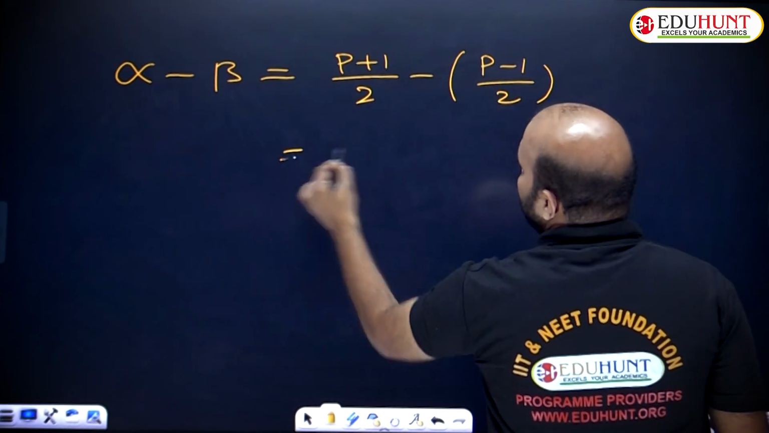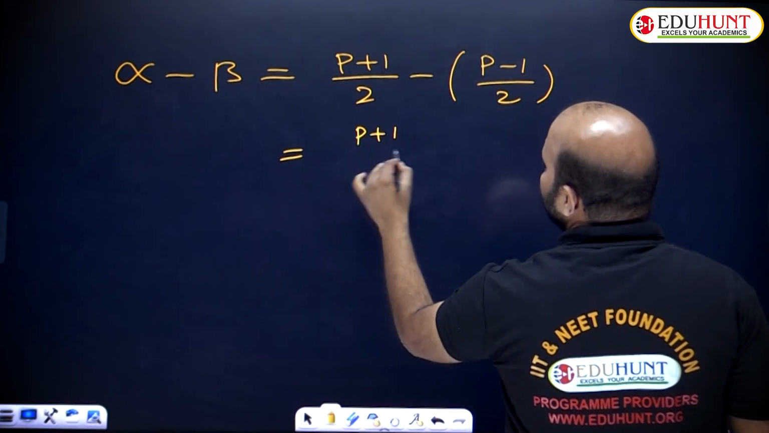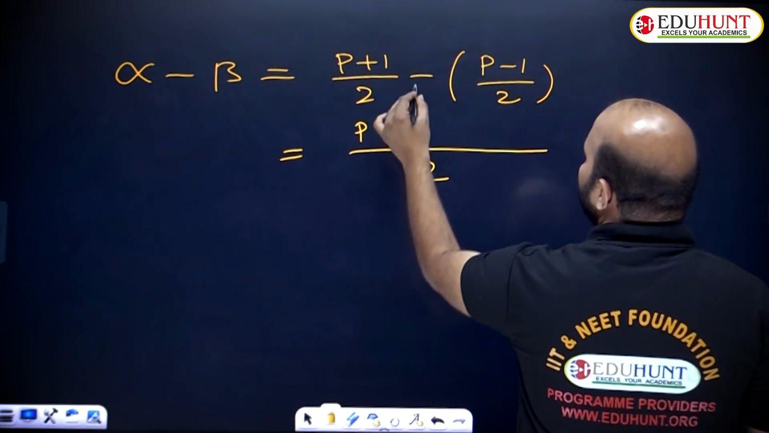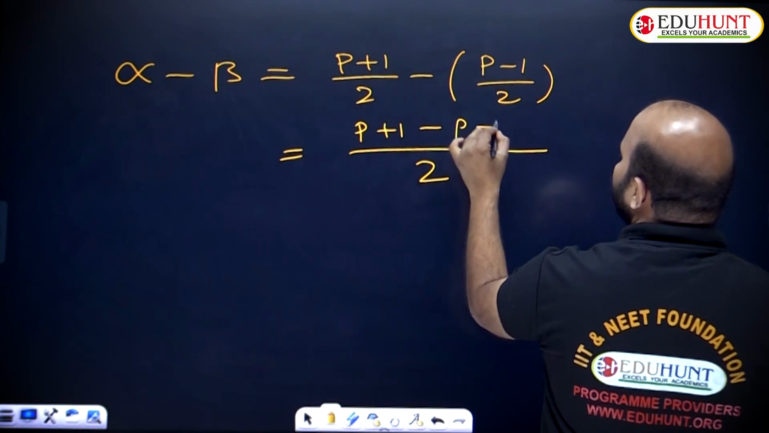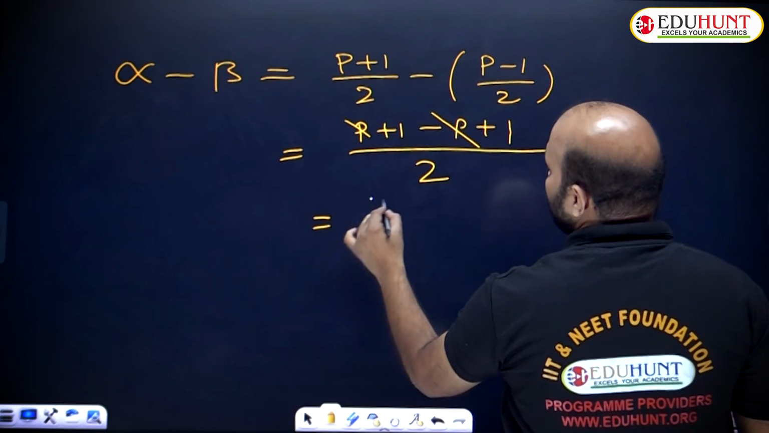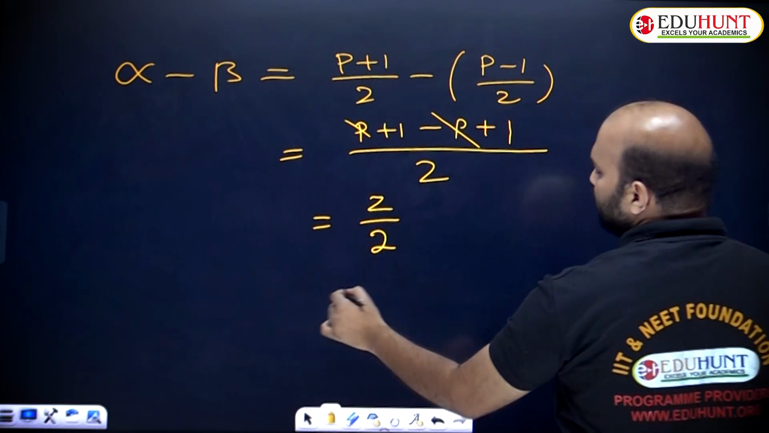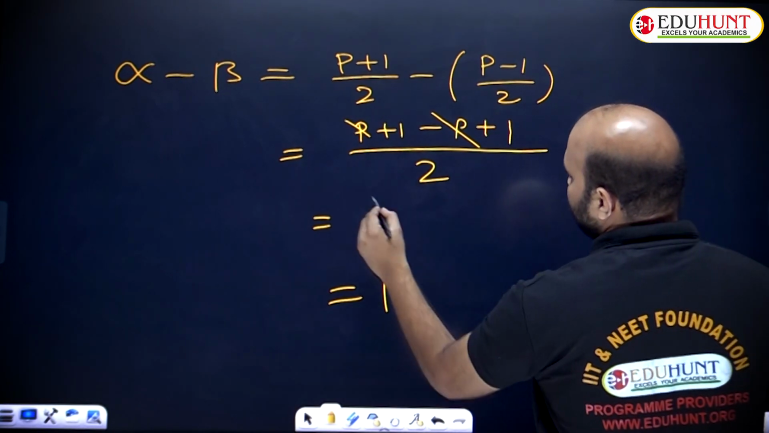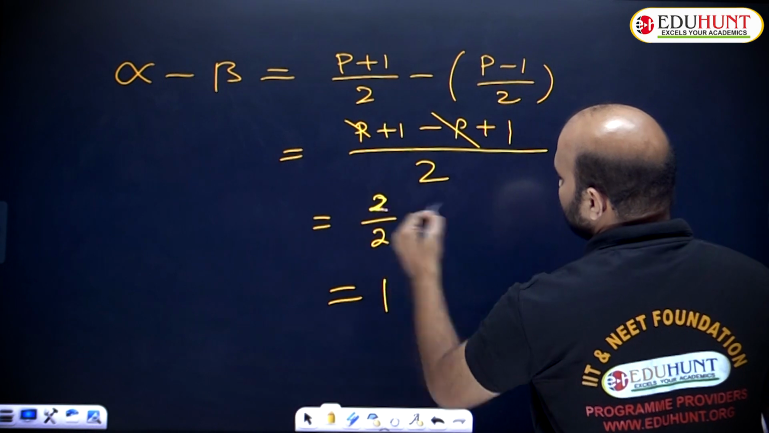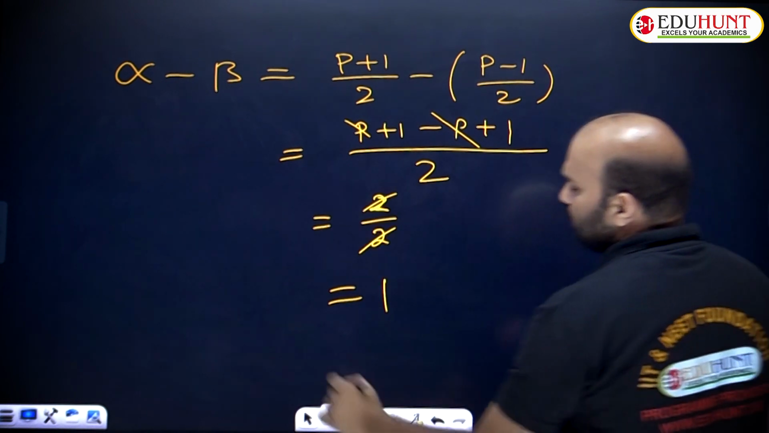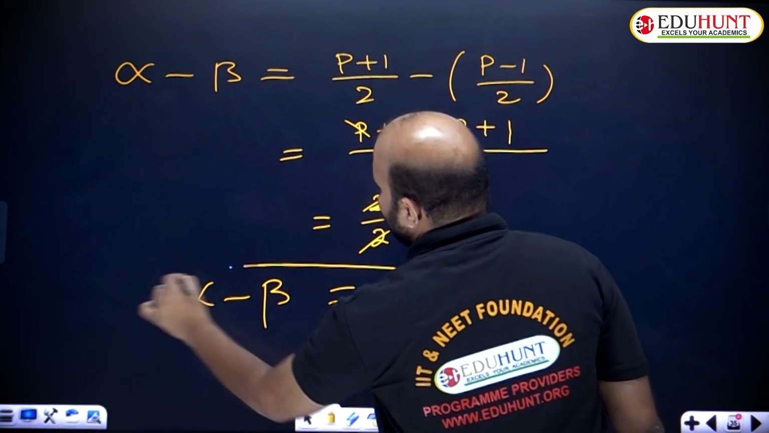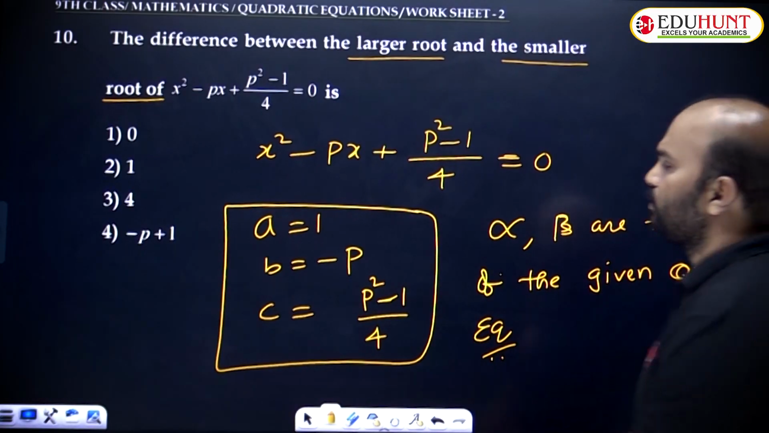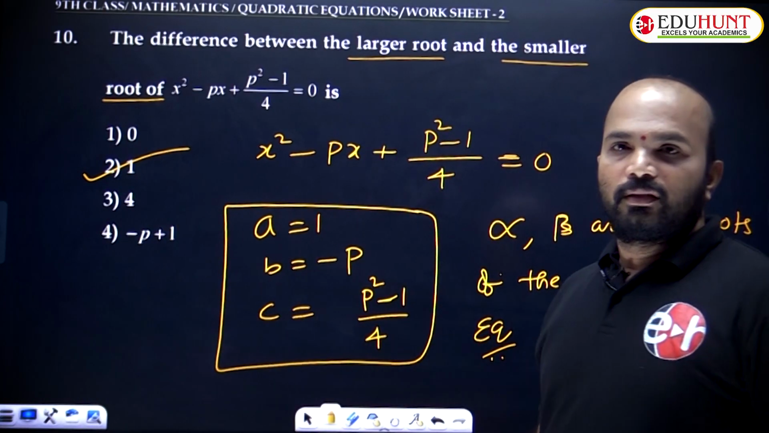So it can be written as (p + 1/2) − (p − 1/2). Taking the LCM, 2: (p + 1 − p + 1)/2. Minus p and plus p cancel, leaving 2/2, which equals 1. So the difference between the larger and smaller root is 1. Which option is the right answer? Option number 2 is the right answer.